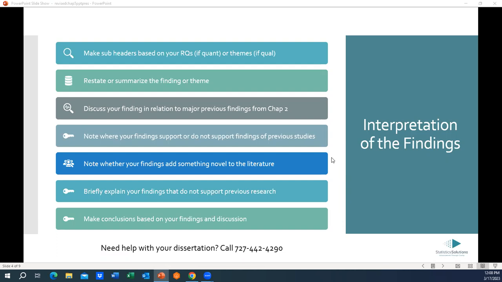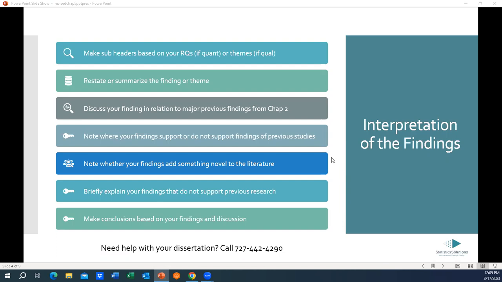And the idea, again, is to discuss what you found in relation to major findings on the topic from previous research. And you want to note where your findings either agree with previous research, or they don't agree, or maybe they even add something unexpected or something new or novel. So you want to indicate that convergence or divergence from previous research. You can do that for research question 1 or theme 1, then you move on to the next one and you do it until you're finished.